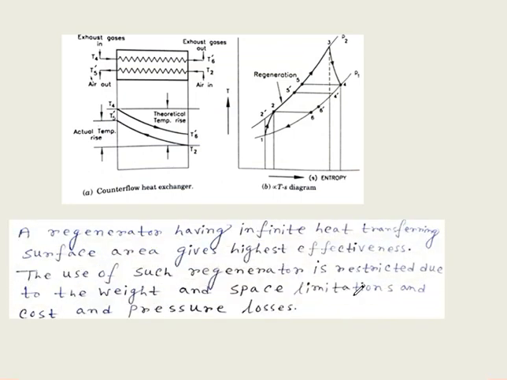A regenerator having infinite heat transferring surface area gives highest effectiveness. The use of such a regenerator is restricted due to the weight and space limitations, and cost and pressure losses. This is all about regeneration.